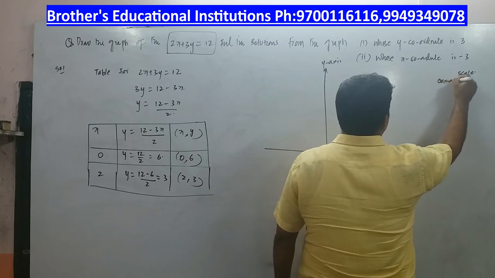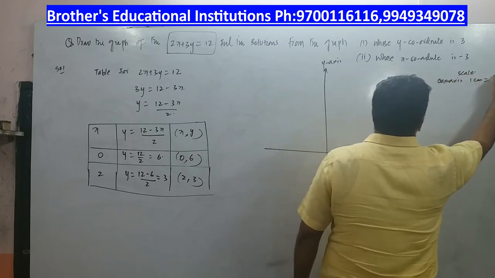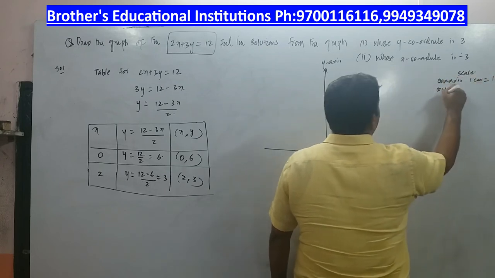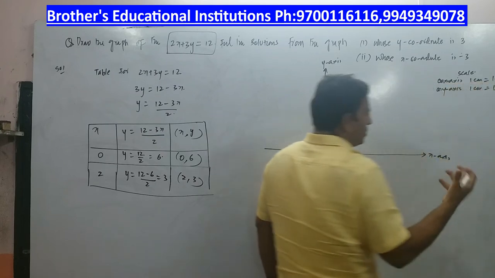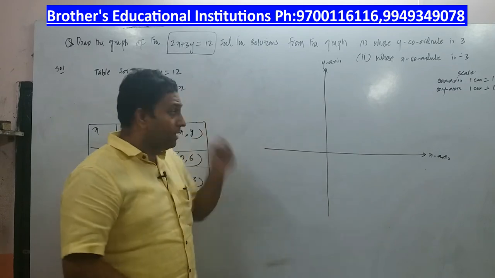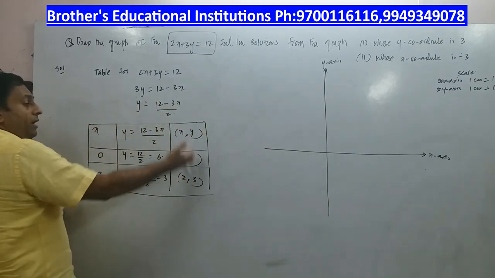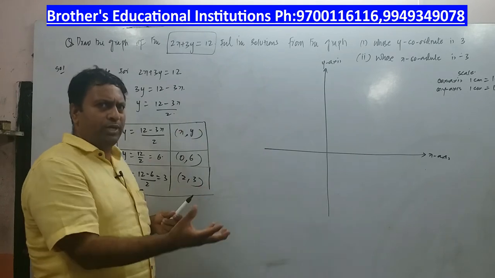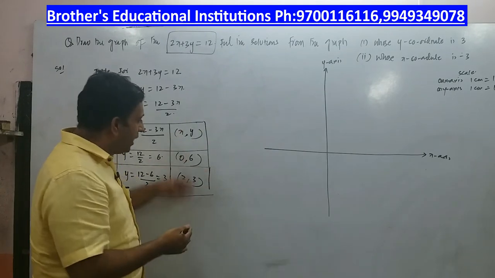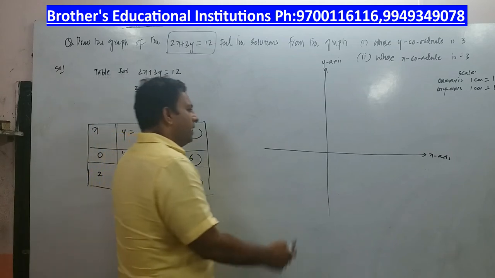On x-axis, 1 centimeter is equal to 1 unit. On y-axis, 1 centimeter is equal to 1 unit. See, it is not compulsory that you should take 1 unit. Based on the values you obtain, let us say you are getting huge values, then you must extend the units as well. You can take 1 centimeter is equal to 2 units or 4 units or 3 units if you get huge values, bigger values. So let us move forward.